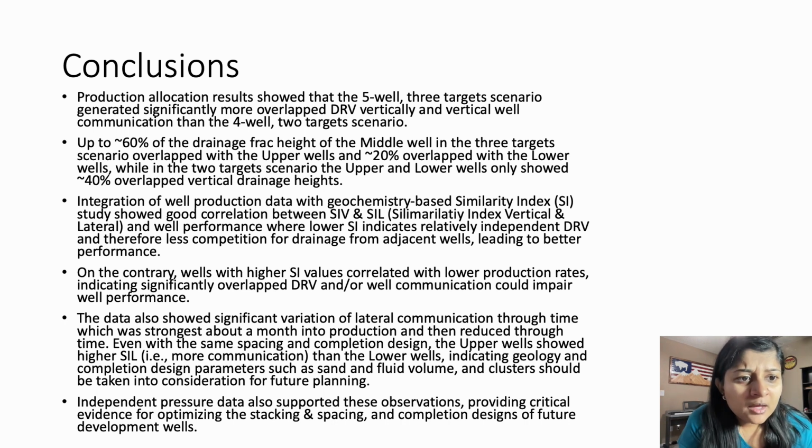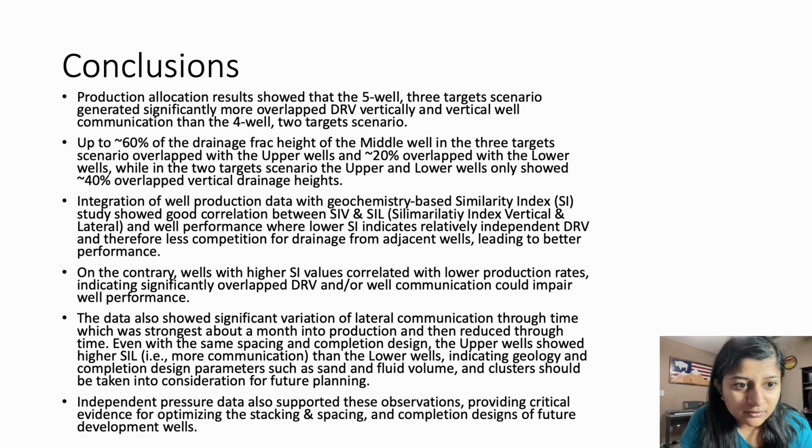So in conclusion, production allocation results show that the 5-well, 3-target scenario generated significantly more overlapped drainage volume vertically and vertical well communication than the 4-well, 2-target scenario. Up to 60% of the drainage frac height in the middle well in the 3-target scenario overlapped with the upper wells, and 20% overlapped with the lower wells, while in the 2-target scenario, the upper and lower wells only showed 40% overlap in vertical drainage heights.